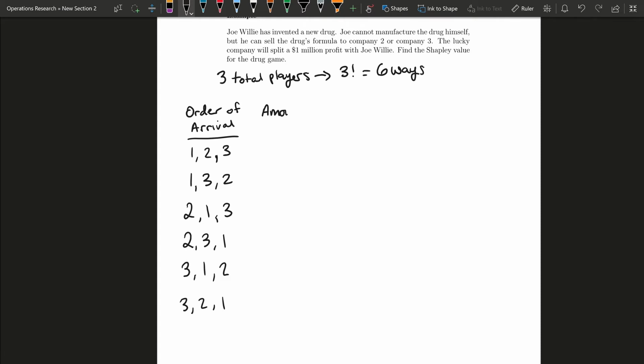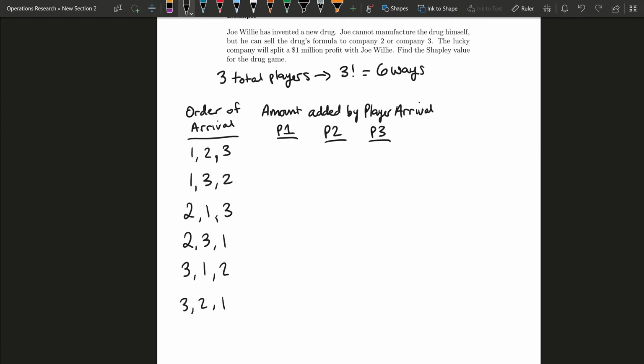the amount added by player arrival. So again, I'll just show you what this all means here. So we have player 1, player 2, and player 3.